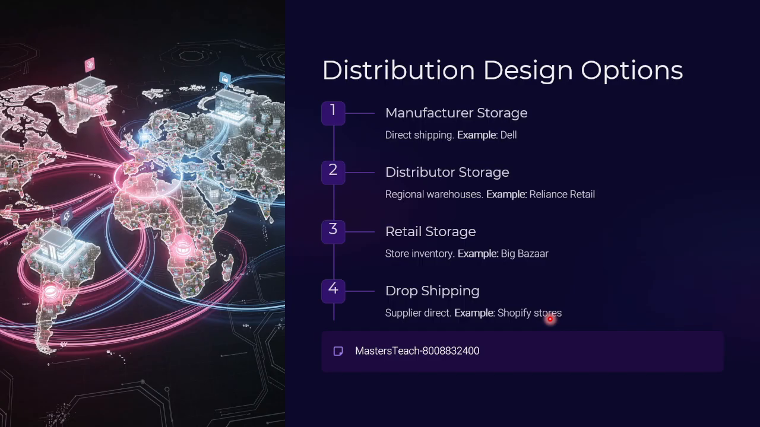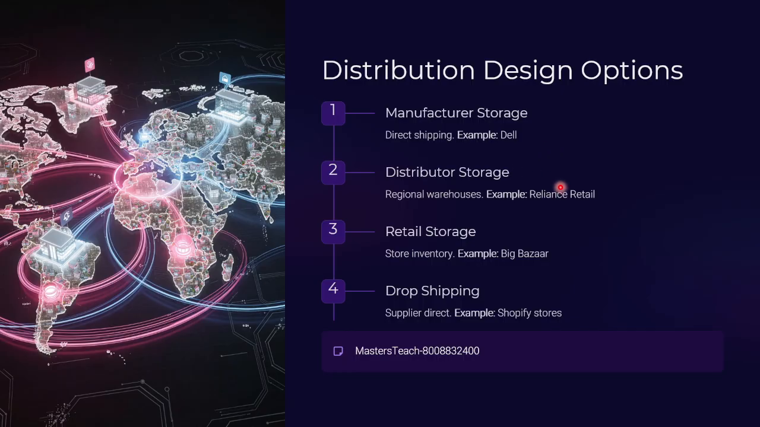Then distribution design options. For example, manufacturer storage, example direct shipping from Dell. If you want a customized computer, you can simply visit the Dell web store or website, where you get it directly from the manufacturer.